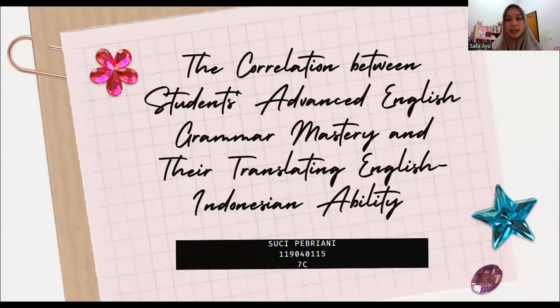Now I'd like to present my research proposal. The title is The Correlation Between Students' Advanced English Grammar Mastery and Their Translating English Indonesian Ability.